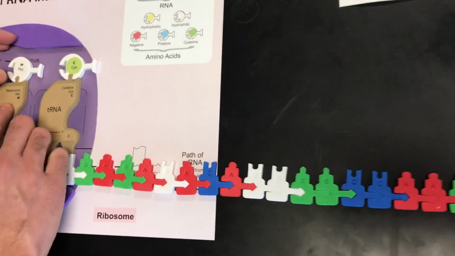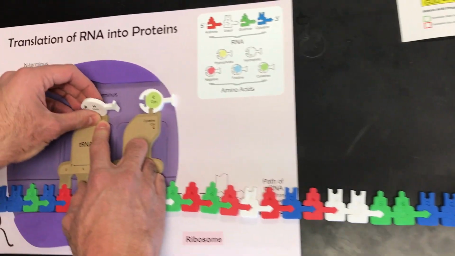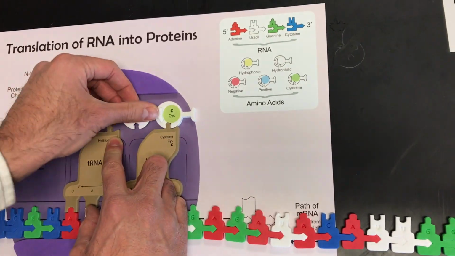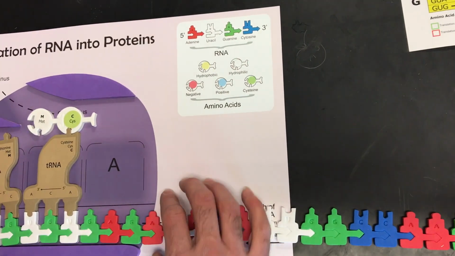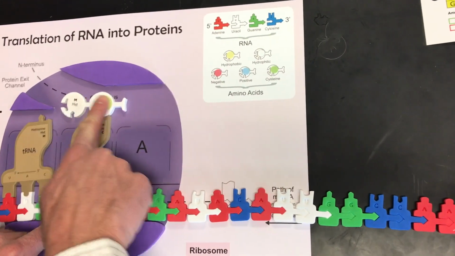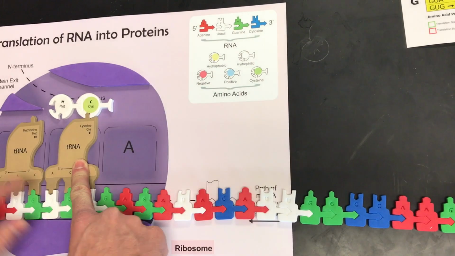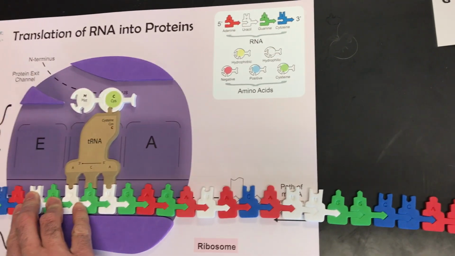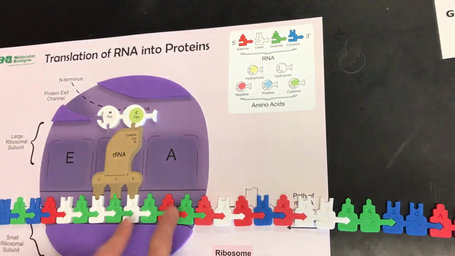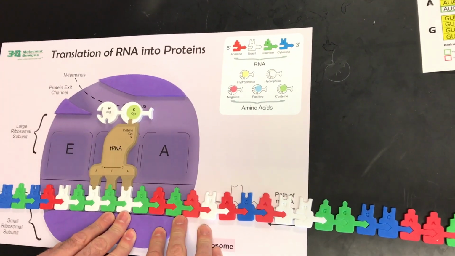And then what happens is a new peptide bond is formed. This methionine is going to attach to the cysteine. This is going to slide over. Note that the growing polypeptide is now in the P site. The now empty tRNA is in the E site where it's going to exit. That's gone, or it can be recycled later. And the A site is now available for a new one.